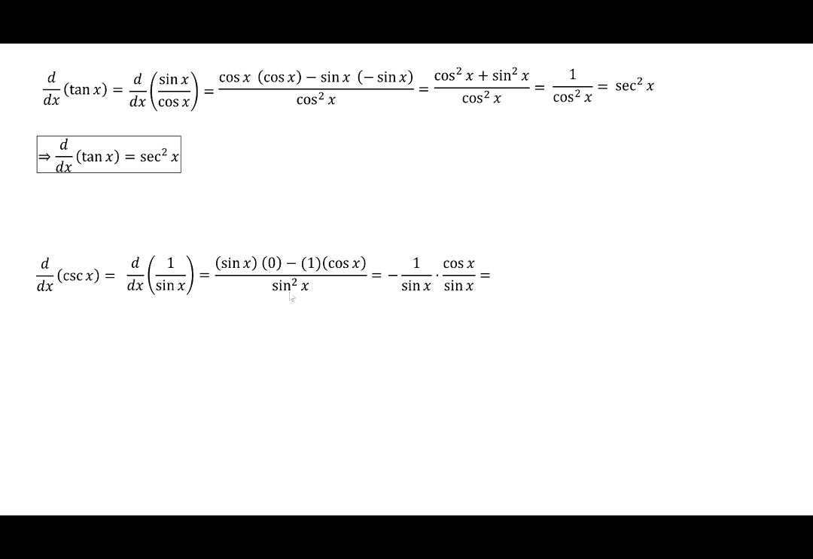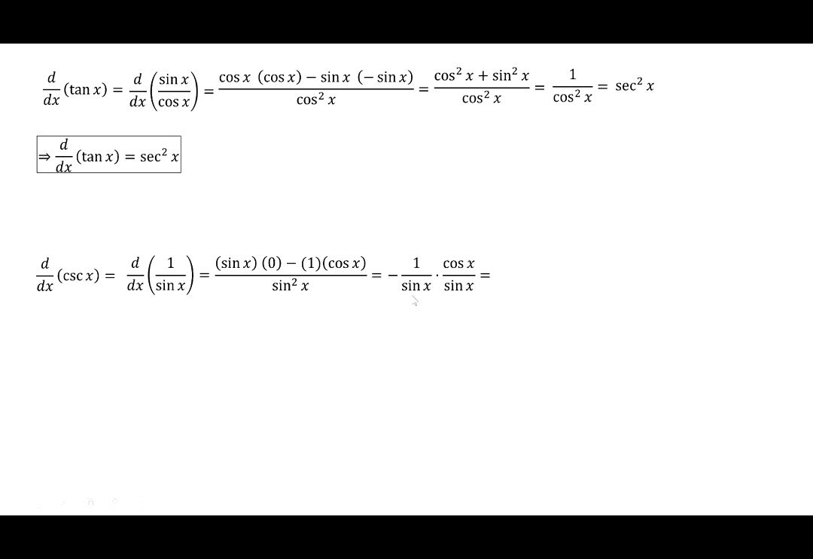Okay, we get negative cosine x over sine square x. But what I've chosen to do is write the sine square x as sine x times sine x. And then said, let's look at it as negative 1 over sine x times cosine x over sine x. Of course, if you multiply the tops, you get cosine x, then multiply the bottom, you get sine square x, so negative cosine x over sine square x. But on purpose, I split it like this. You will understand why I did that in just a second.